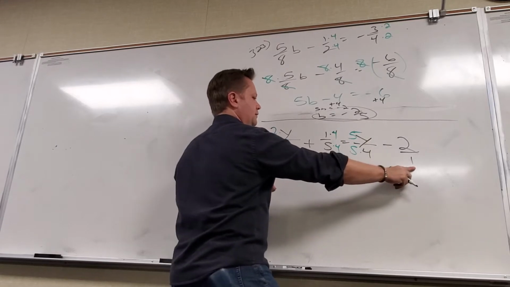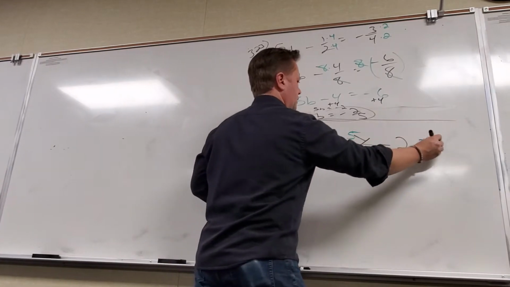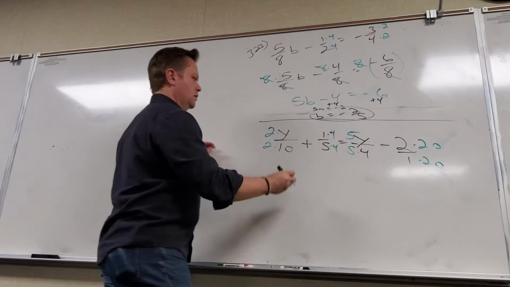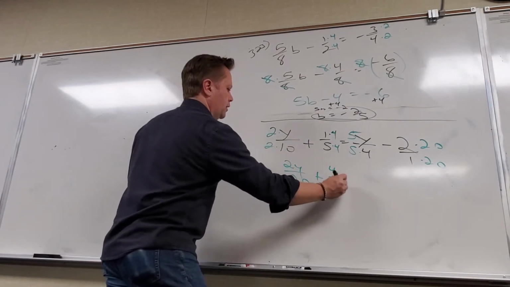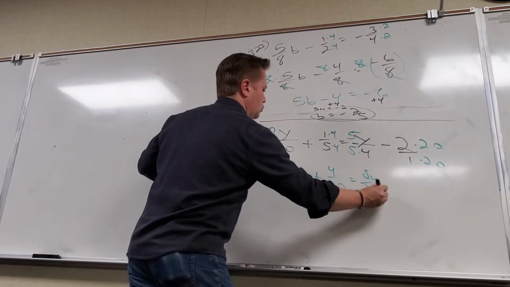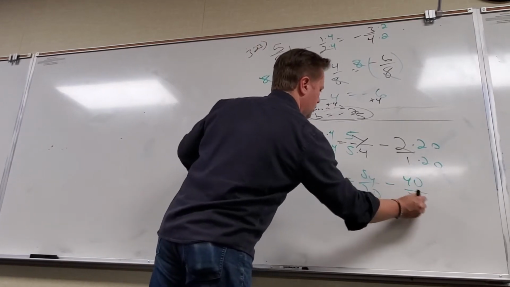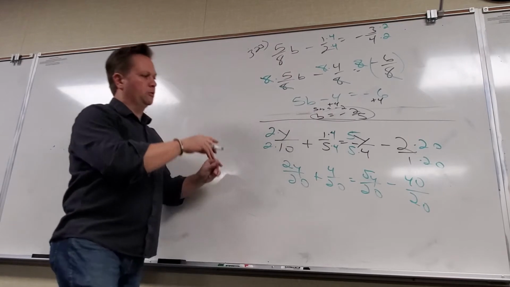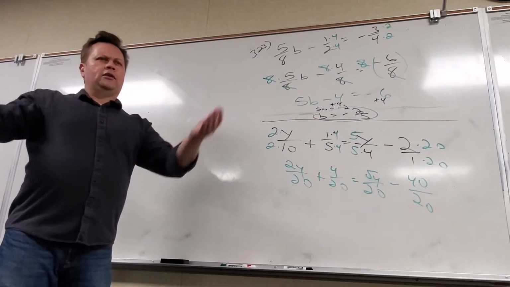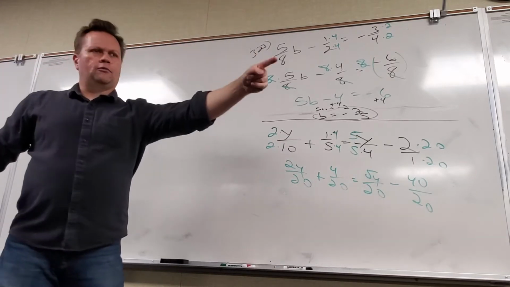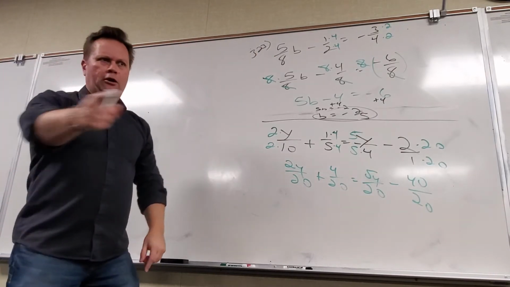And this guy needs a whole 20. Yeah, poor little dude. All right. So we get 2y over 20 plus 4 over 20, 5y over 20 minus 40 over 20. And what really freaks me out is some people start to reduce right now. It's like, wait, you just went this way and then you went that way. You rolled the barrel over here and now you're going to roll the barrel back. What are you doing?